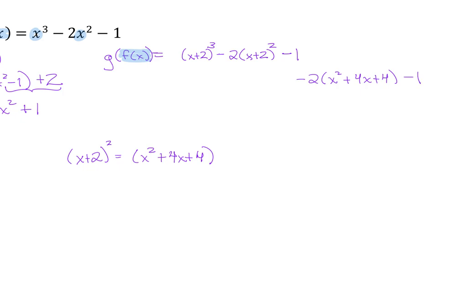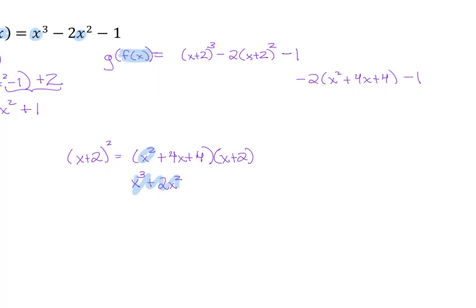I still have my minus 1. And now the last thing that I want is I still need to figure out what is x plus 2 cubed. And so I'm going to go ahead and multiply this by another x plus 2. And if we do an extended FOIL on this, I'm going to start by multiplying every term in my second set by x squared. And so what we get is x cubed plus 2x squared. All right, so that's this first one.